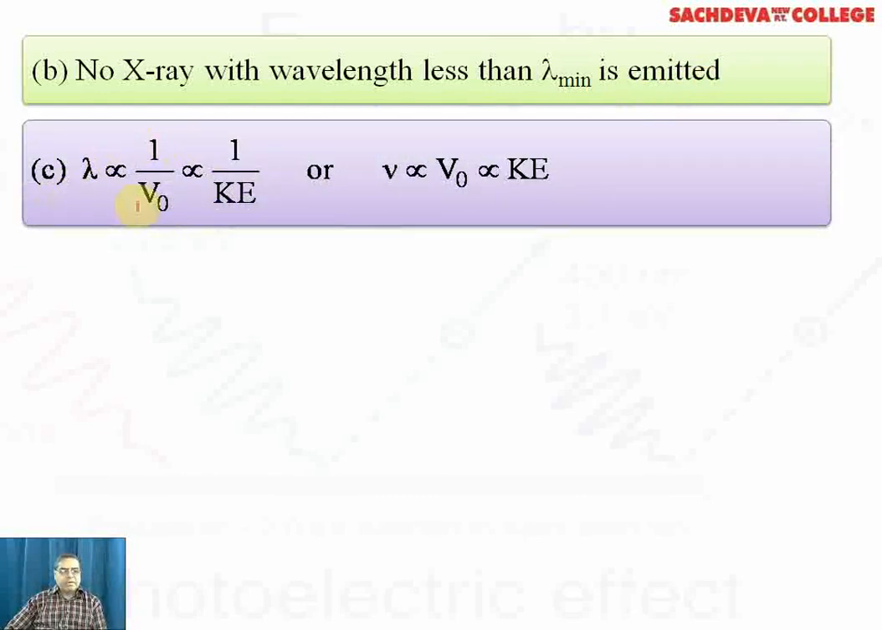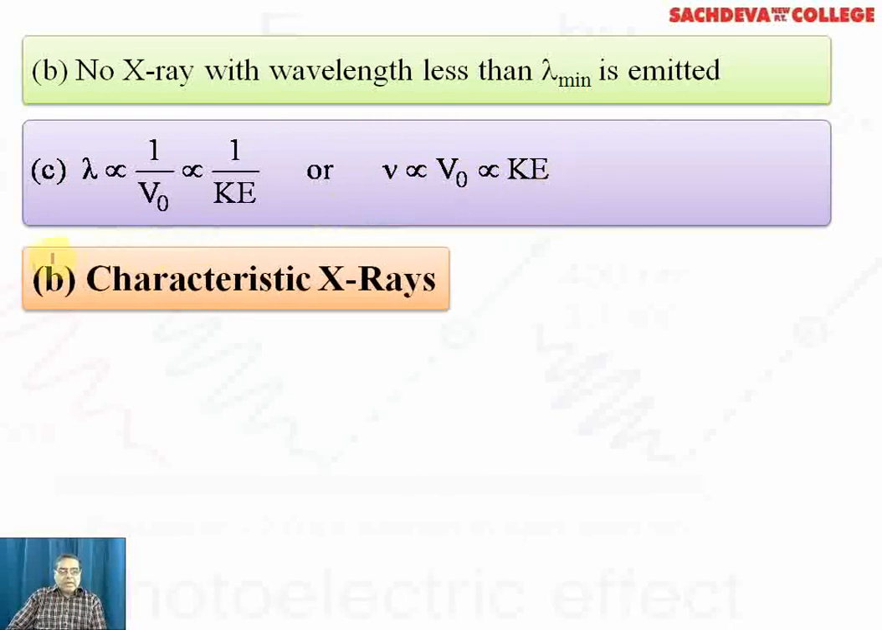Then we can relate lambda with the applied potential. If the potential is small, the kinetic energy will also be less and the wavelength generated from the target will be longer. Nu is always proportional to V naught, where V naught is the applied voltage, and the applied voltage is directly proportional to kinetic energy. Now we come towards the characteristic X-rays.